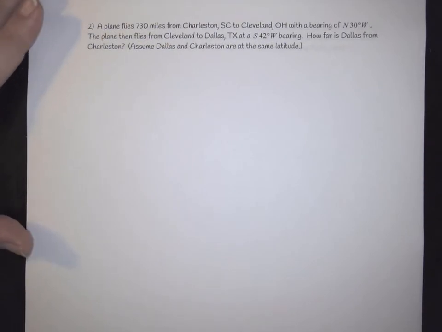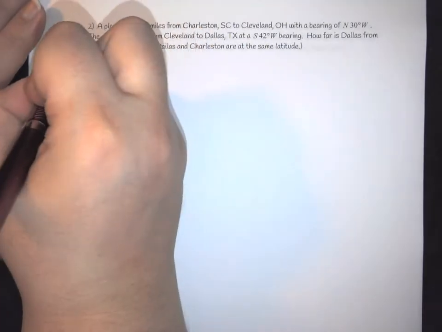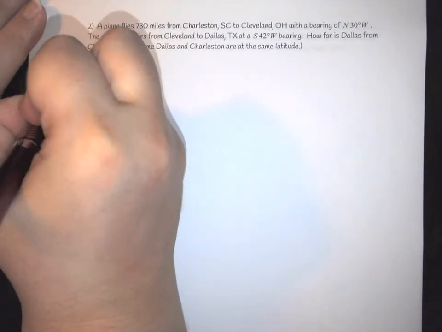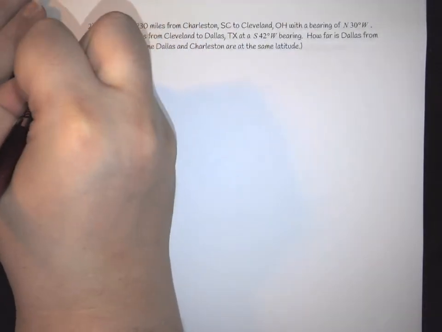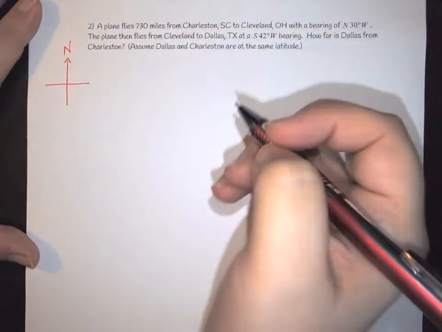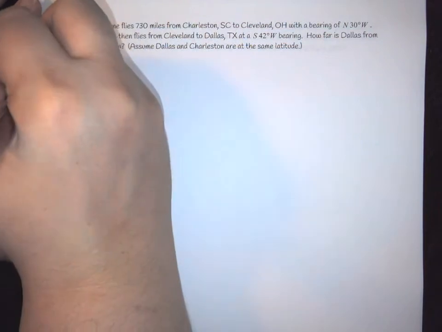So this one's going to involve a little bit more thinking. First of all, the biggest thing that we have to remember is we are now dealing with bearings. Bearings deal with your compass. So if you remember our compasses, where they point or start with north, and then we have south, we have west, and we have east.